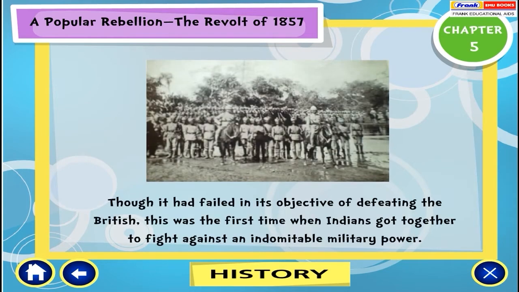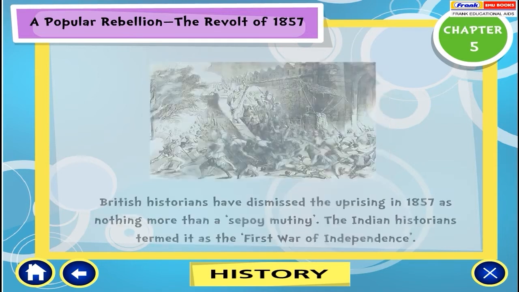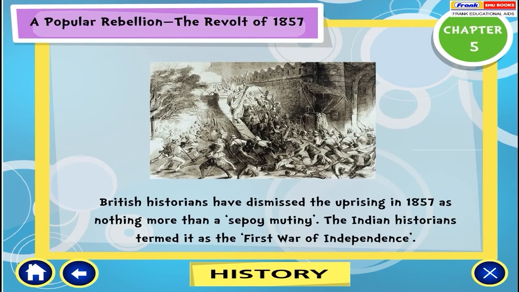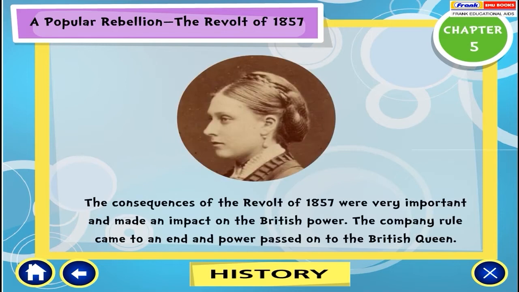Though it had failed in its objective of defeating the British, this was the first time when Indians got together to fight against an indomitable military power. British historians have dismissed the uprising in 1857 as nothing more than a sepoy mutiny. The Indian historians termed it as the First War of Independence. The consequences of the revolt of 1857 were very important and made an impact on the British power. The company rule came to an end and power passed on to the British Queen.